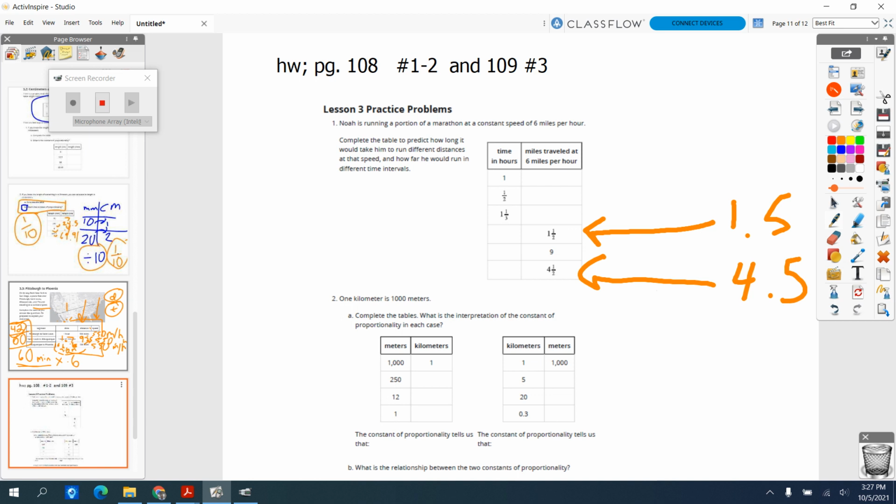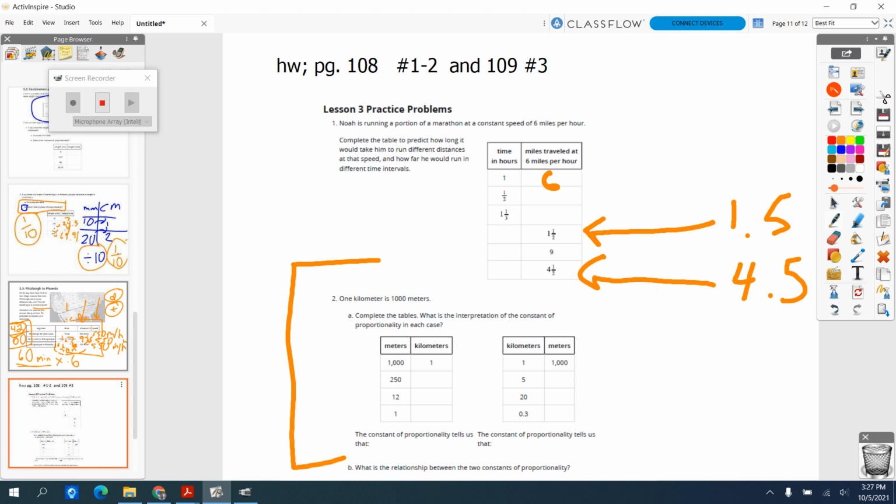So here it says miles traveled at 6 miles per hour. So if your speed is 6 miles every hour and you only went 1 hour, you could go ahead and fill in a 6 here. And once you do that, go ahead and try to fill in all the rest of the chart. Now, for the other thing for homework, make sure you do number 2. You could try that right now.